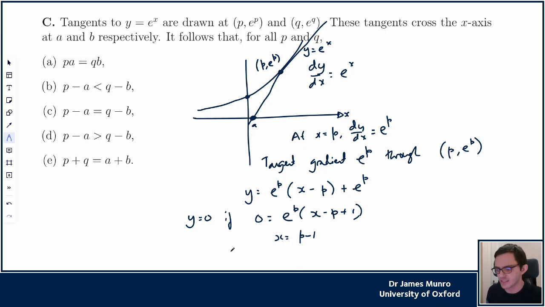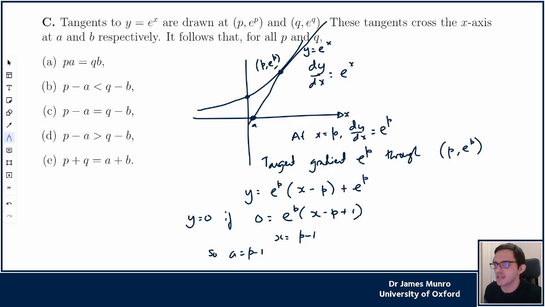So this is a fact, I suppose, that the tangent to the exponential graph crosses the x-axis 1 to the left of the point of tangency. a is 1 less than p, wherever your point is. Maybe that's something we knew, maybe that's something we didn't know, but hey, we've now worked out that a is p minus 1. That's true for any value of p.